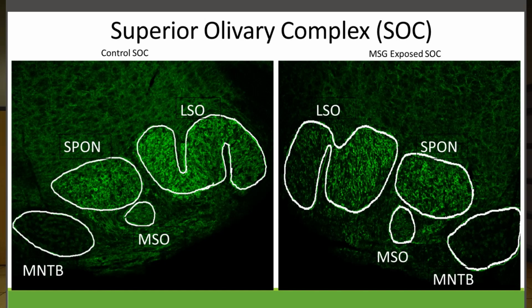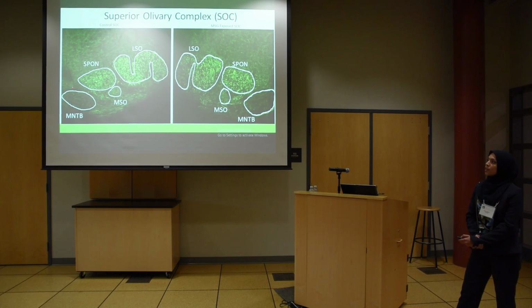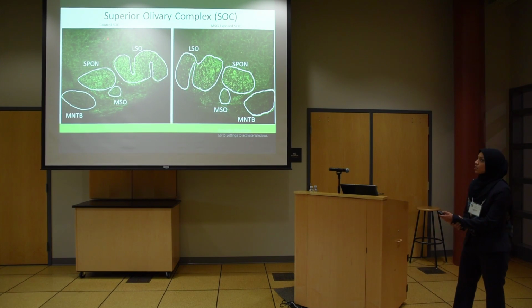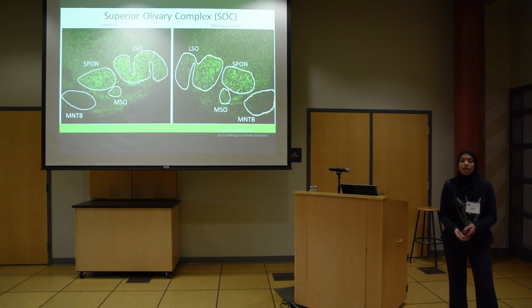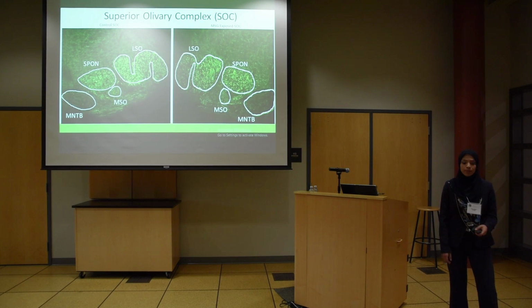We also wanted to look at the superior olivary complex. So the components of the superior olivary complex include the medial nucleus of the trapezoid body, or MNTB, the lateral superior olive, or LSO, the medial superior olive, or MSO, and the superior para-olivary nucleus. So these are very important because they are what allow us to localize sound. So the LSO is important because it allows us to detect high-frequency sound. And the MSO is important because it allows us to detect low-frequency sound.